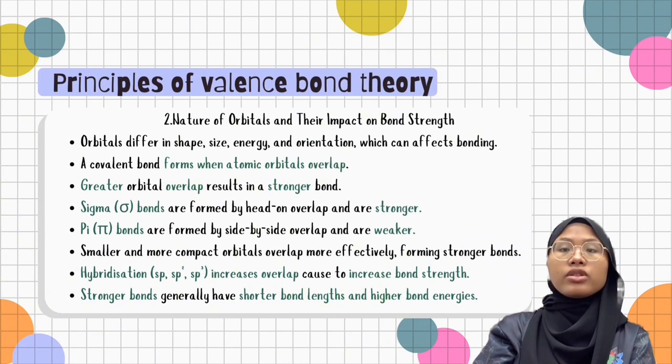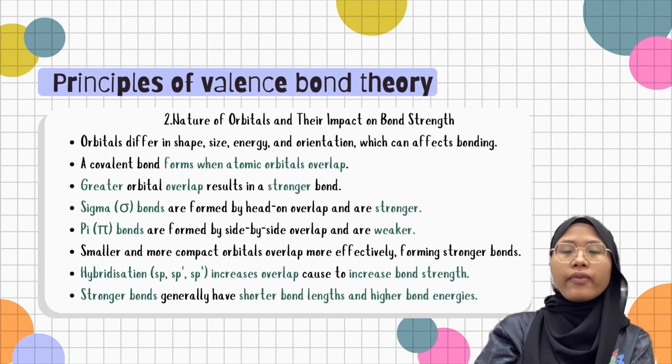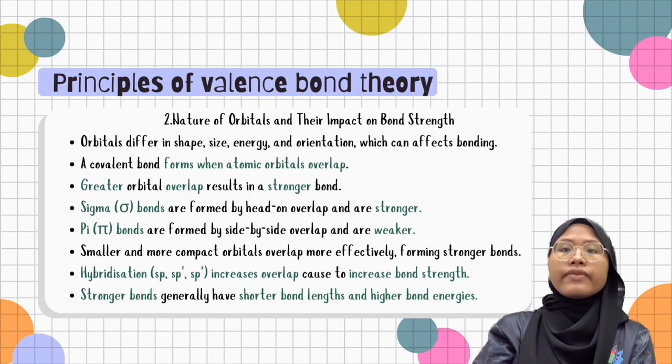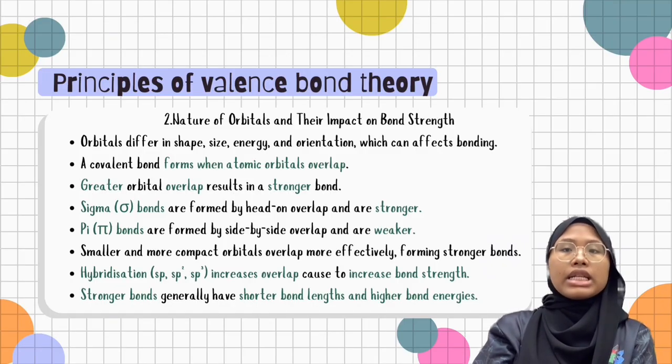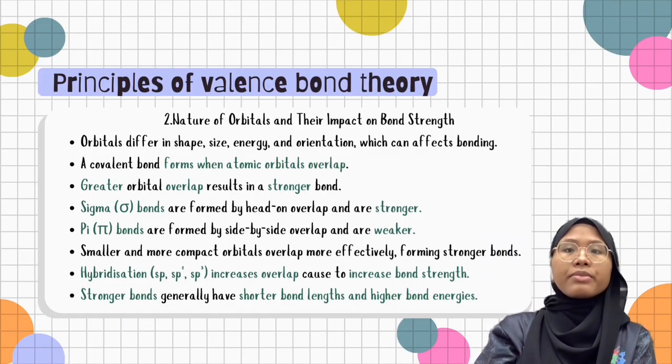Next, valence bond theory explains how and why atoms form covalent bonds by focusing on atomic orbitals and their overlap. Atomic orbitals are not all the same, but differ in shape, size, energy, and orientation, and these differences directly affect how atoms bond with each other. A covalent bond forms when two atomic orbitals overlap, allowing an electron to be shared between the atoms. The greater the overlap between the orbitals, the stronger the bond formed. This is because the stronger overlap means the electrons are held more tightly between the nuclei.